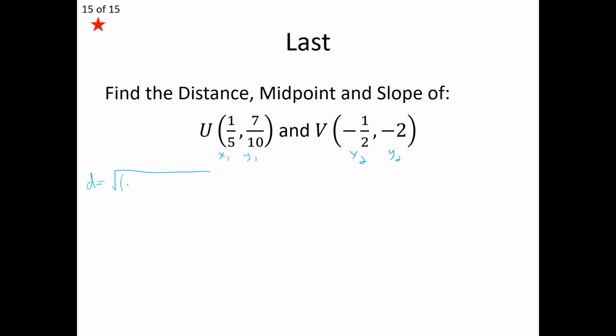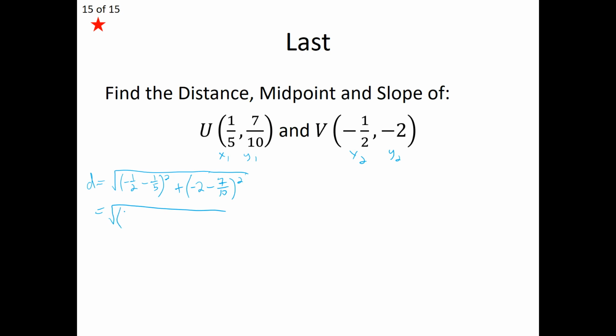So I do x sub 2, which is -1/2, minus x sub 1, which is -1/5. And we've got to square that. And then we have plus our y sub 2, -2, minus our y sub 1, which is 7/10, and we square that. And then we are going to simplify that, which means we're going to need common denominators. So the common denominator between the -1/2 and the 1/5 there is a denominator of 10. And then also with the -2 and the 7/10 is also a denominator of 10. And so we can then get common denominators.